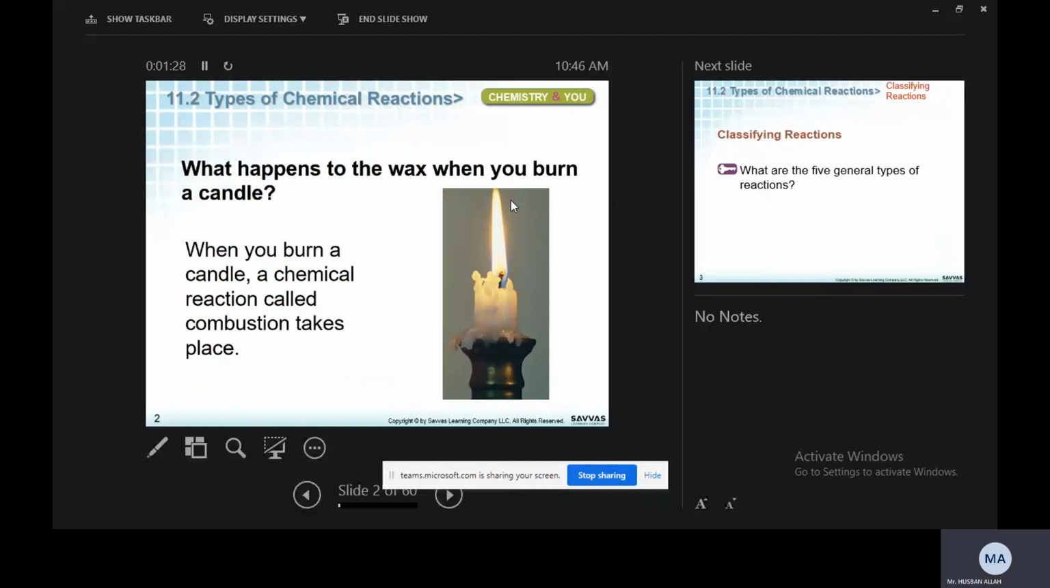The example which you can see right here is burning, right? What happens to the wax when you burn a candle? When you burn a candle, a chemical reaction occurs, which is called a combustion reaction, right? The burning of a candle is a combustion reaction. Besides this, when we are cooking with the help of methane gas, that's also a combustion reaction. Clear?